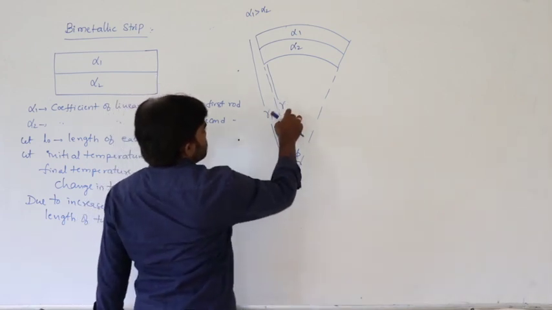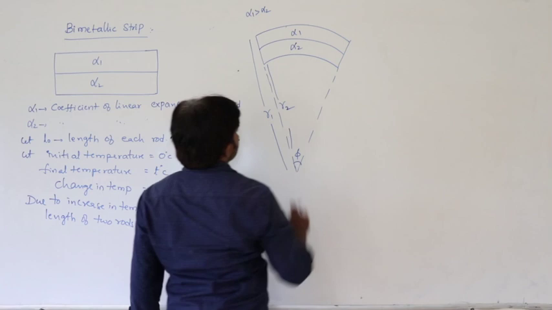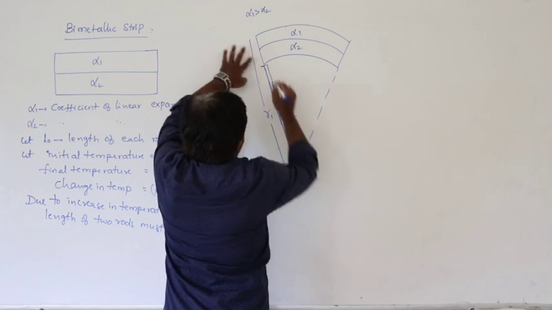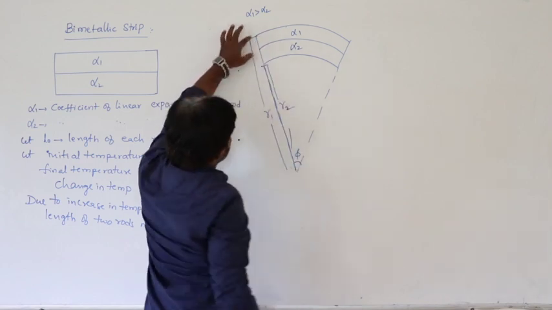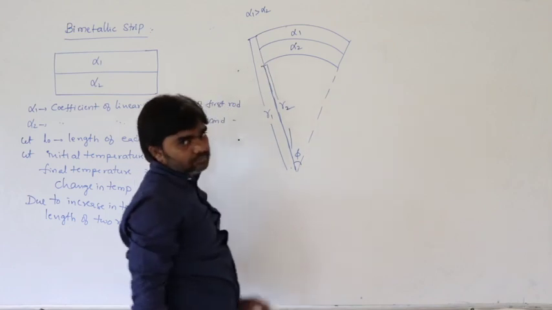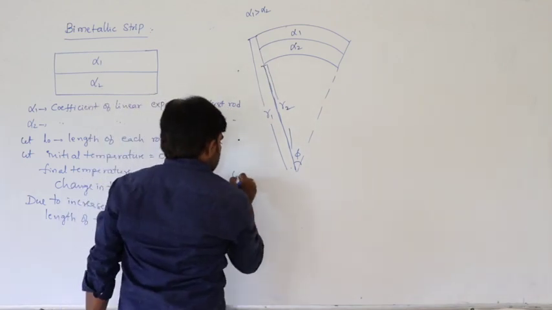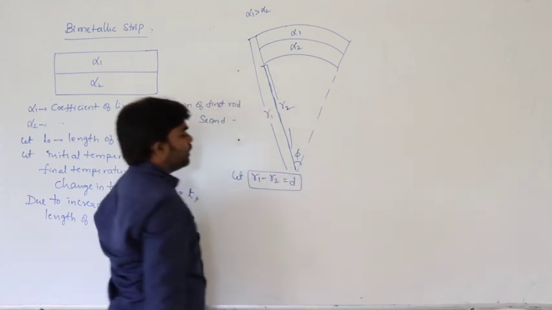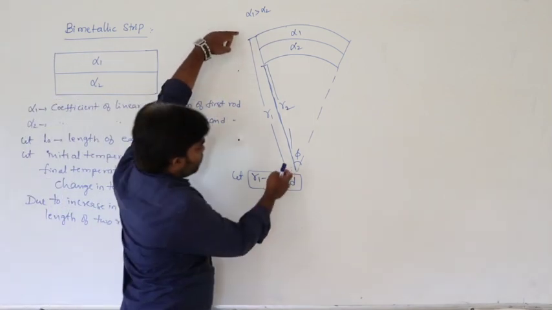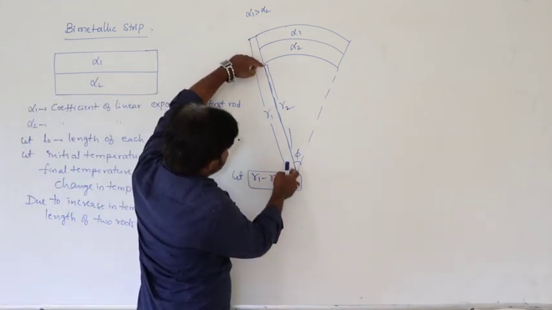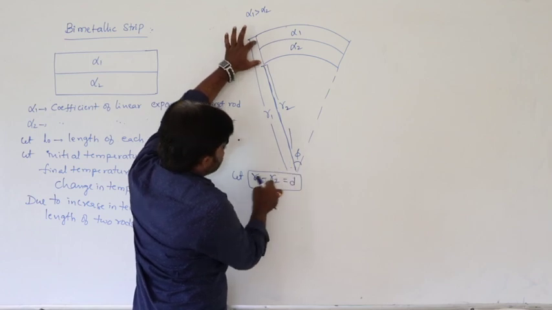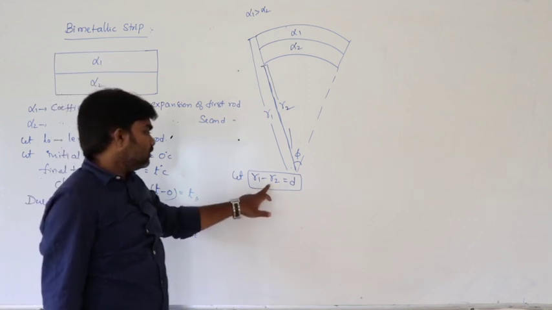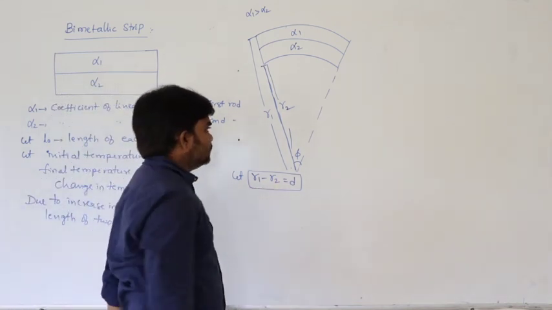Now, from this position to this is R2 and from this position this is R1. So, this is the first rod and this is the second rod. Here let R1 minus R2 equal D, that is the thickness of the bimetallic strip. R1 minus R2 is equal to D here.